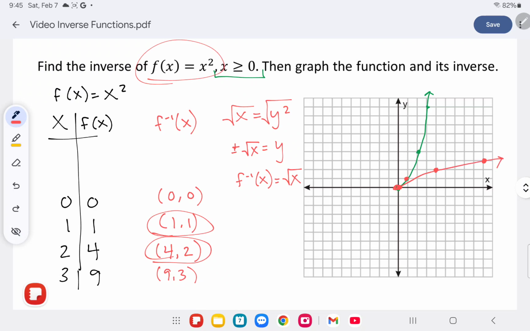So now that our original function passes the horizontal line test, our inverse is a function and it passes the vertical line test. And just like on that first graphing example that we did, these two functions are a reflection over the line y equals x.